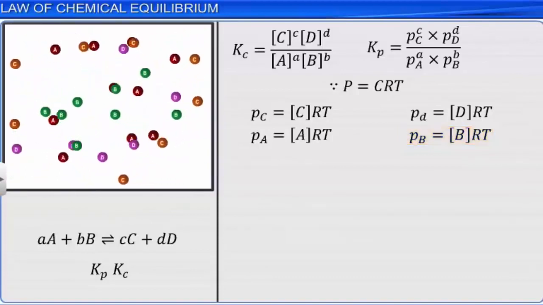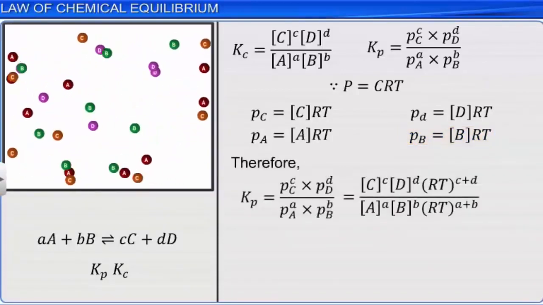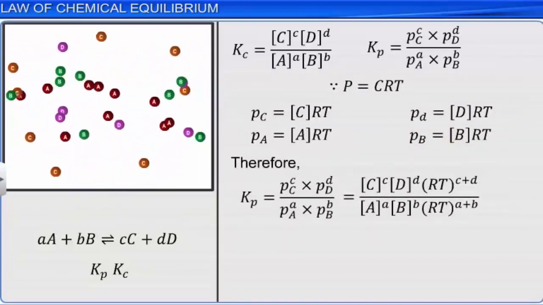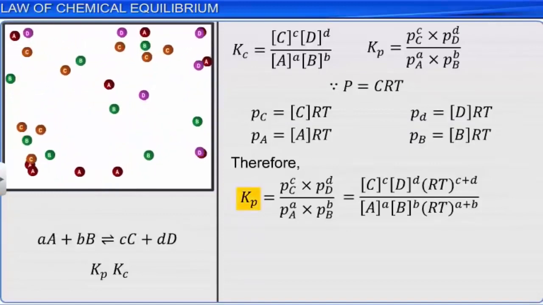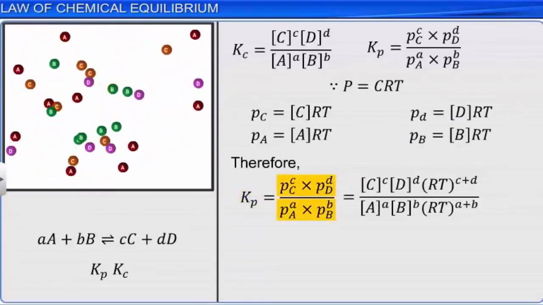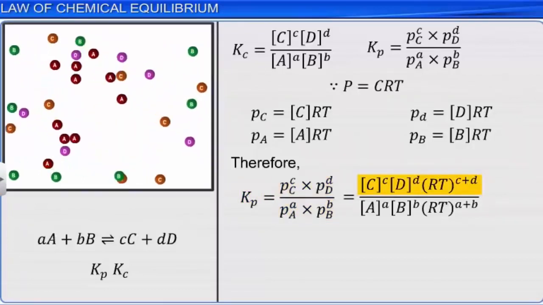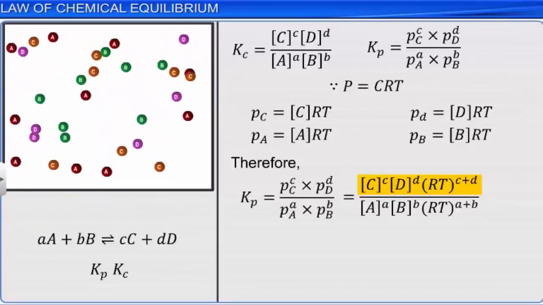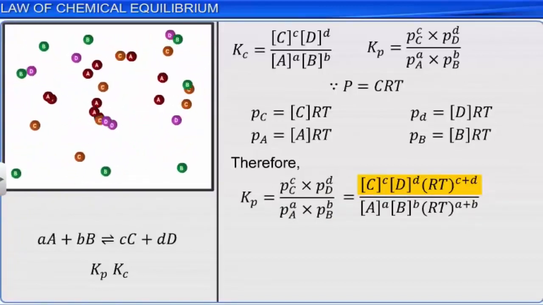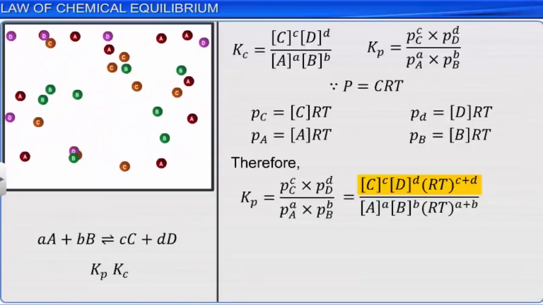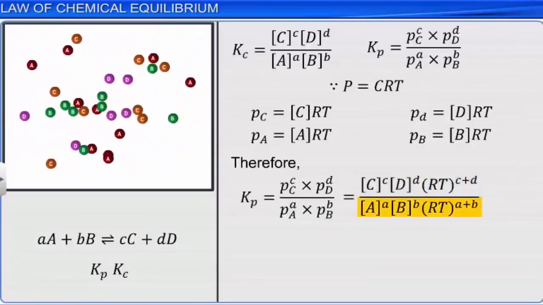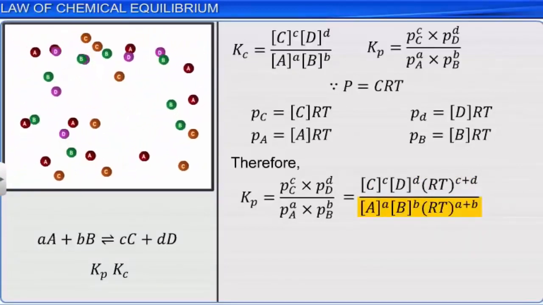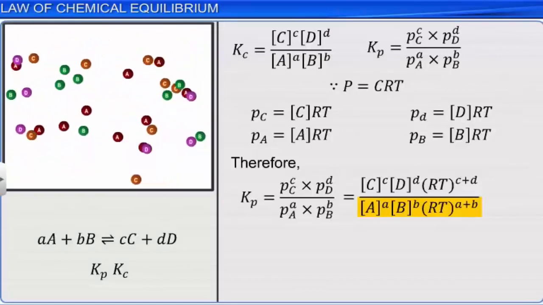Therefore, the equilibrium constant in terms of concentration can be written as Kp is equal to the product of concentration of the products, C raised to the power of c, the concentration of D raised to the power of d, multiplied by the product of R and T raised to the power of c plus d, divided by the product of the concentrations of the reactants, A raised to the power of a and B raised to the power of b, multiplied by the product of R and T raised to the power of a plus b.